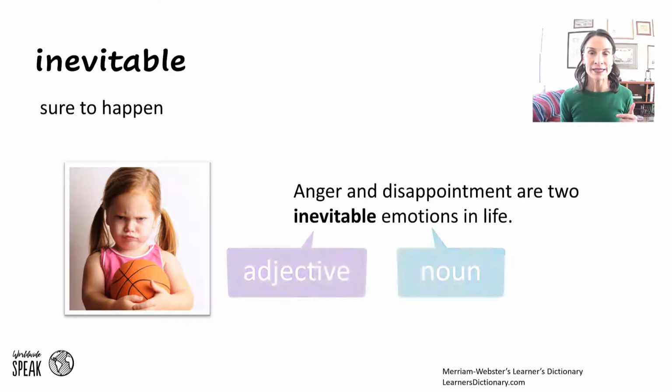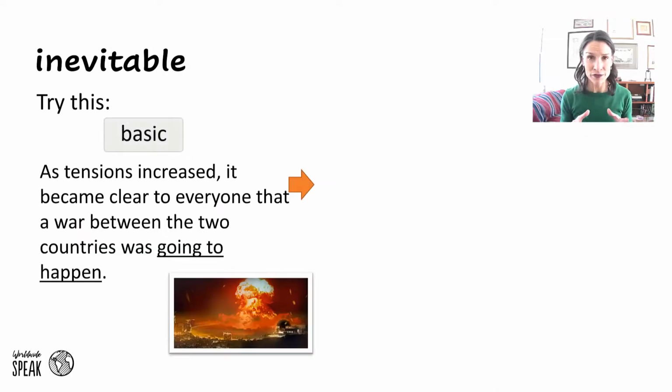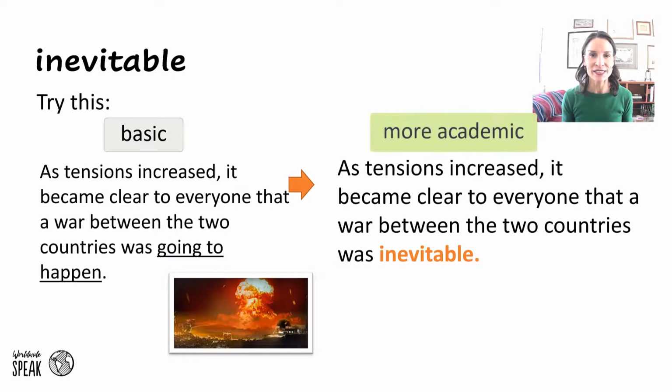So remember, inevitable is an adjective, so it's going to come before the noun emotions in this sentence. So now let's improve this sentence using inevitable. As tensions increased, it became clear to everyone that a war between the 2 countries was going to happen. Was going to happen is not a very academic phrase. If you're writing something for college, you would probably like to use something more academic instead of this phrase. How about inevitable? As tensions increased, it became clear to everyone that a war between the 2 countries was inevitable.